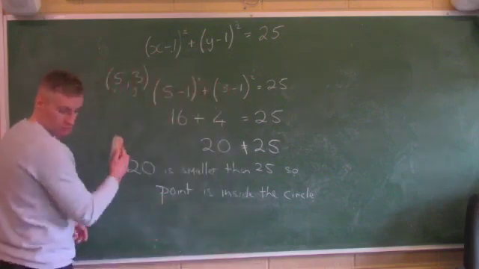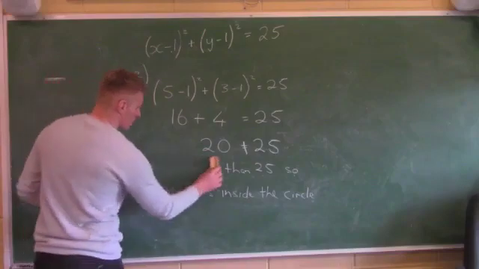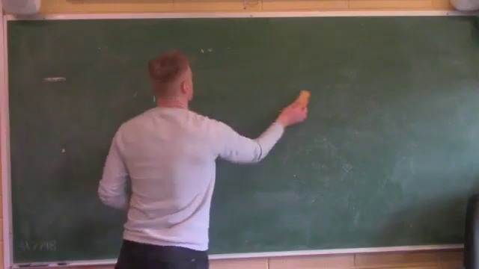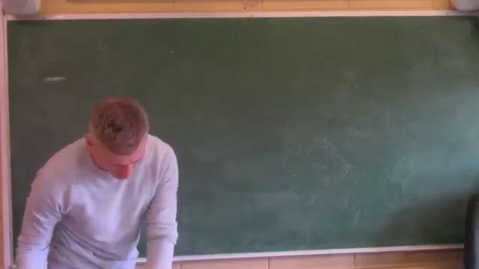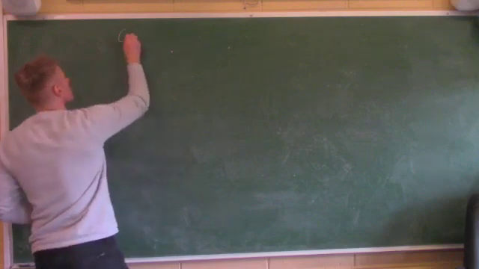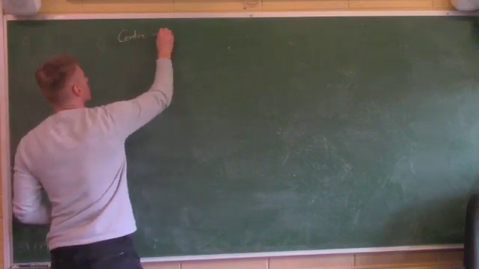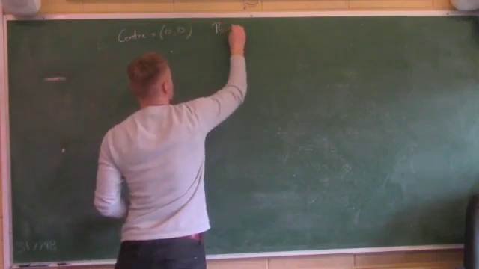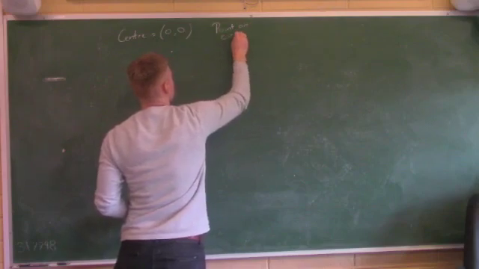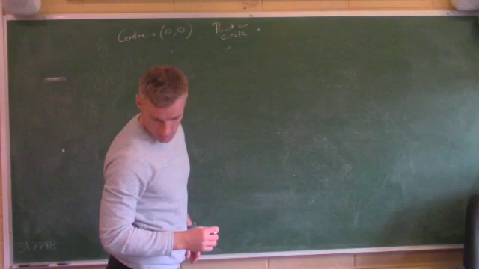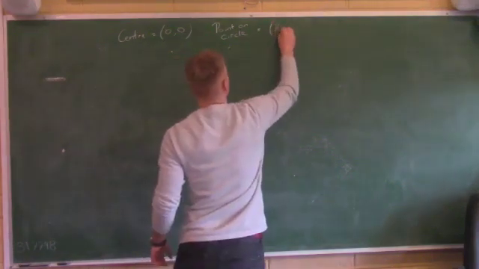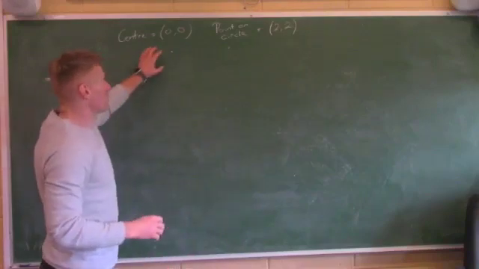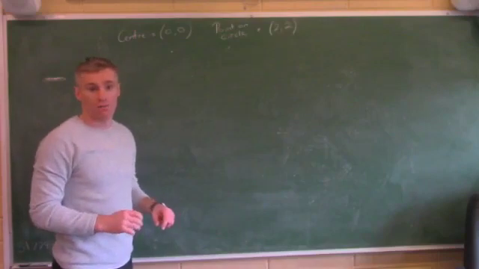Okay, so I'm going to stick with my equation of a circle for one more minute. The question this time is: the center is 0, 0, and a point on the circle is 2, 2. Okay, so they're asking me for the equation of the circle.